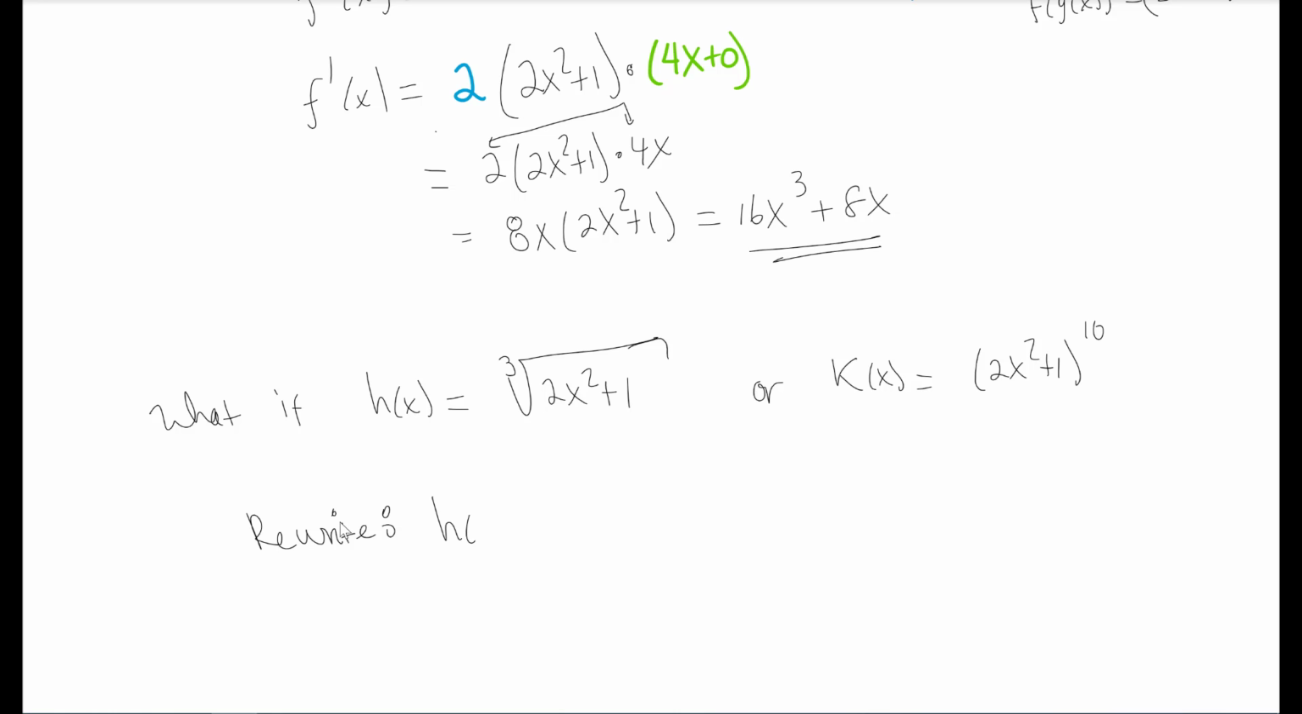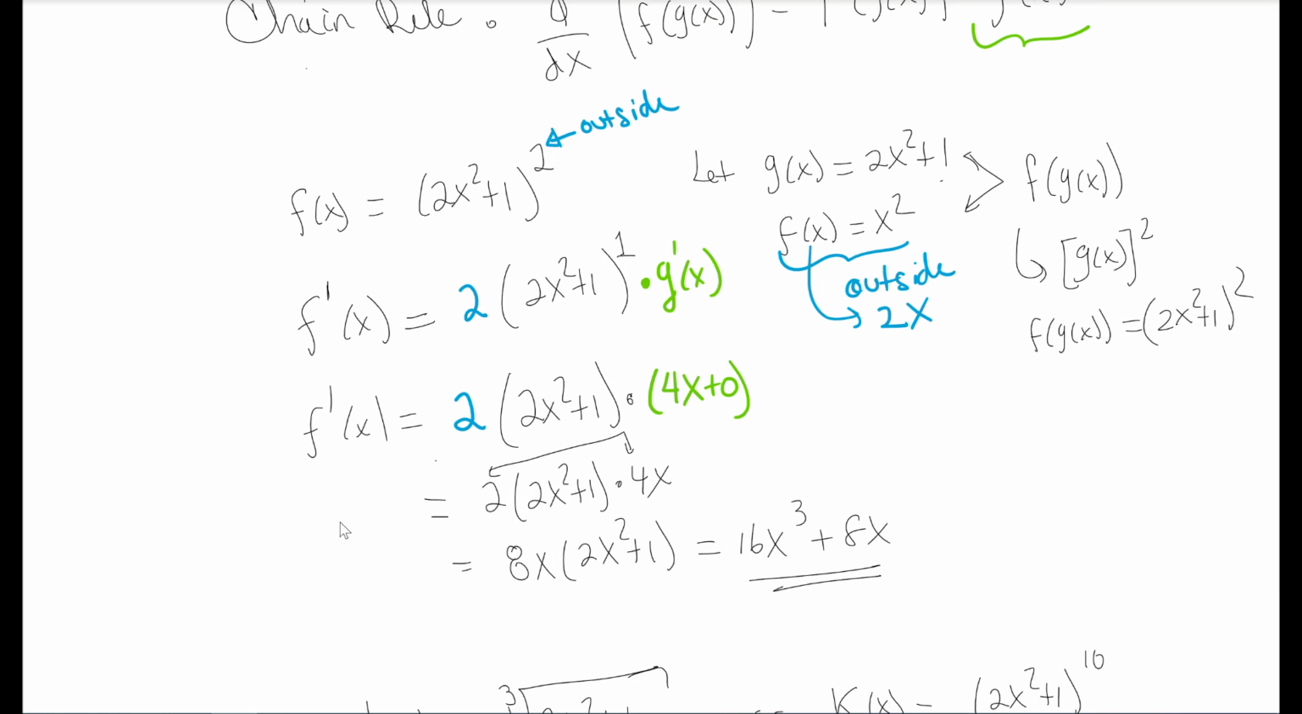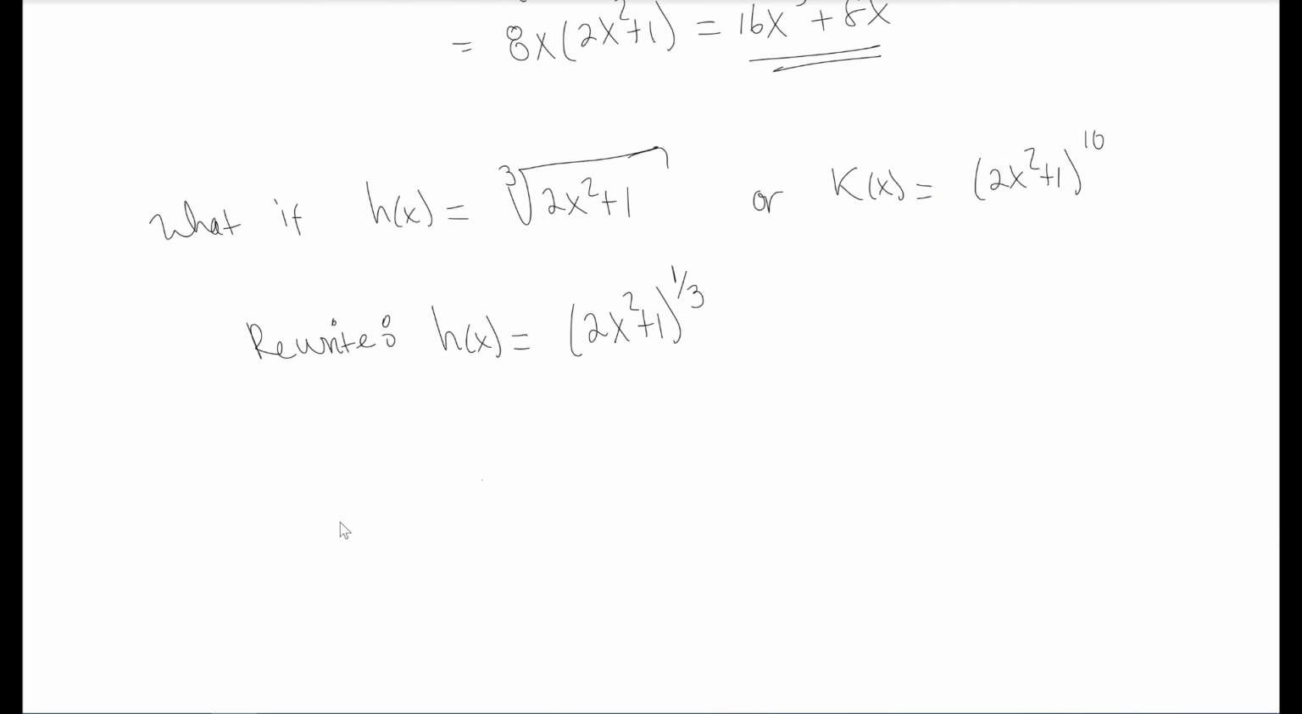So I'm going to rewrite h of x as a power. So it's going to be 2x squared plus 1 to the 1/3. Radicals become rational exponents. And notice that now it looks pretty much the same as before, except that our outside function, instead of being the squaring, is the 1/3, the cube root. So my h prime of x is going to be the derivative of the outside function, the 1/3.